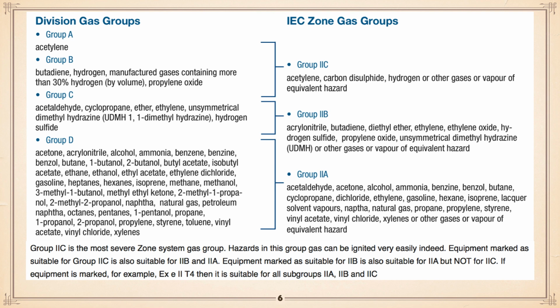Group C is the most severe gas group. Hazards in this group can be ignited very easily. Equipment suitable for group 2C is also suitable for B and A, because C is the most dangerous, shall we say, of the bunch. Equipment marked suitable for B is also suitable for A, but not for C. You can always work backwards, but not forwards. If equipment is marked, for example, and this is again European IEC, you can see what it is, then that is suitable for all subgroups A, B, and C.